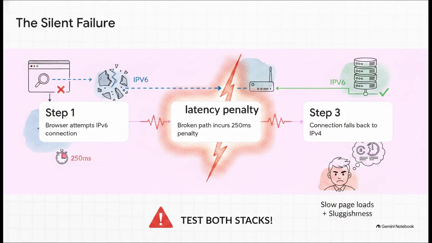So let's look at how that silent failure race actually plays out. Step 1. The browser attempts an IPv6 connection. Step 2, if your IPv6 path is broken somewhere, every single connection incurs this 250 millisecond latency penalty. And then finally, step 3, the connection just falls back to IPv4. The end user doesn't see an outright connection error, they just experience weirdly slow page loads and intermittent sluggishness. And this right here is exactly why you absolutely must test both stacks independently when you're troubleshooting.